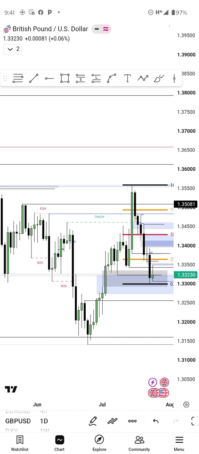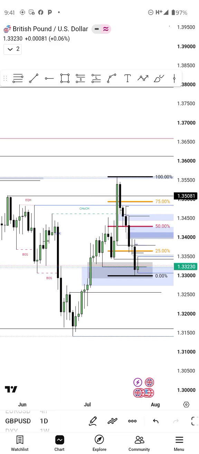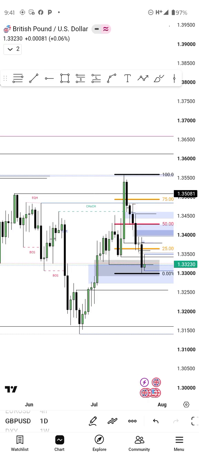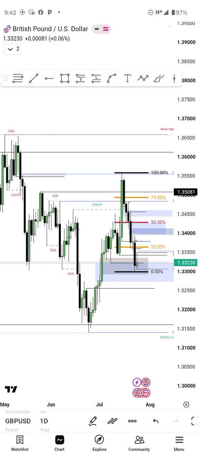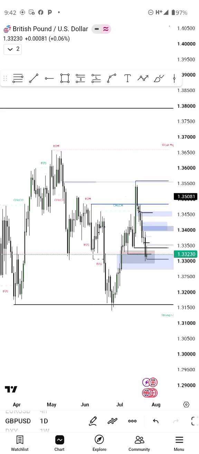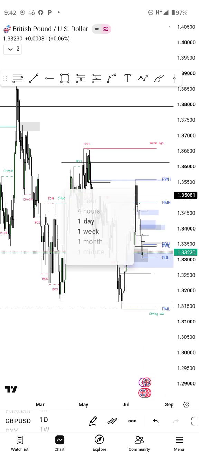Today we are going to do analysis on some pairs: the GBP USD, gold, Euro USD, and BTC and Nasdaq. So we are starting with GBP USD. This is a daily time frame, right?